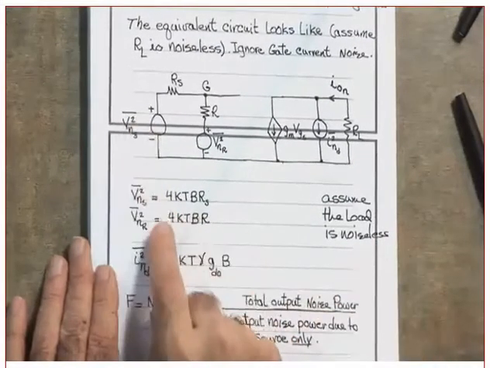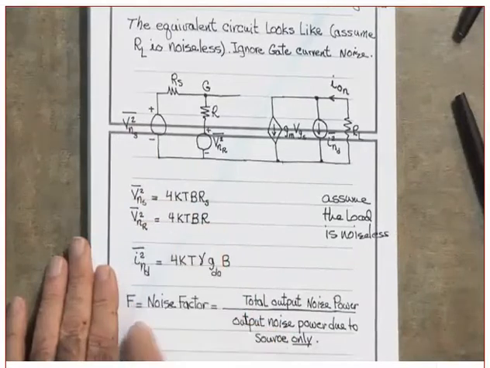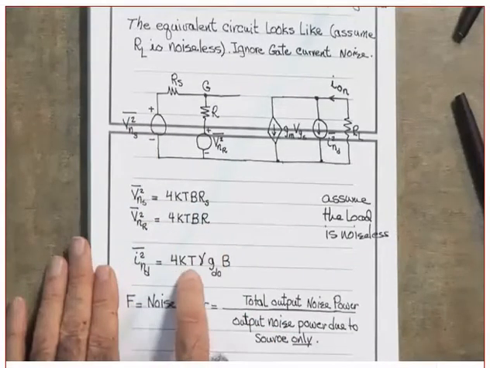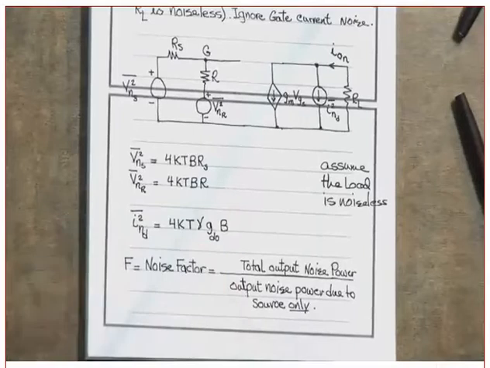Okay, we represented each one of them. It's equal to 4kTBRs, 4kTBR, and then the drain current is 4kTγGdoB. Remember, what did we define Gdo? Gdo is the conductance when the voltage between the drain and the source is equal to 0. Clear?